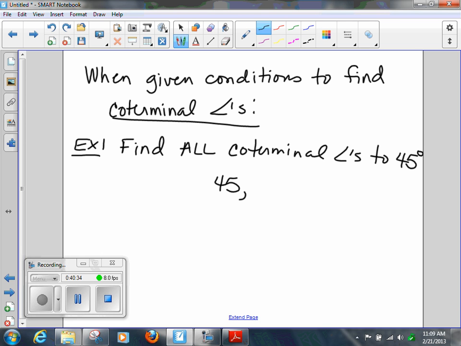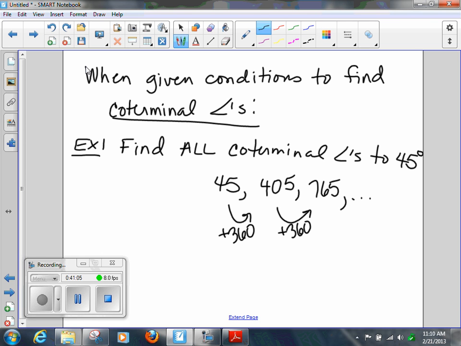But we are going to find all coterminal angles. Go to positive infinity. What's the next number? How do we even get the next coterminal angle? Add 360. What's 360 plus 45? What's the next one? Add 360 again. What is it? Something big. 765.